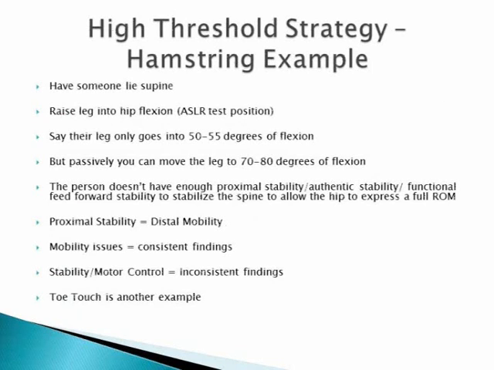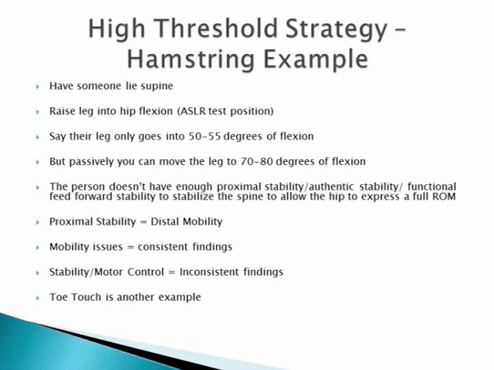Get them to raise their hip into flexion, just like the active straight leg raise test position. Let's say this person can only bring their leg to 50-55 degrees of hip flexion, but passively you can move their leg to 70 to 80 degrees of hip flexion. So basically this person doesn't have enough proximal stability, or functional feed-forward stability, to stabilize the spine to allow the hip to express a full range of motion.